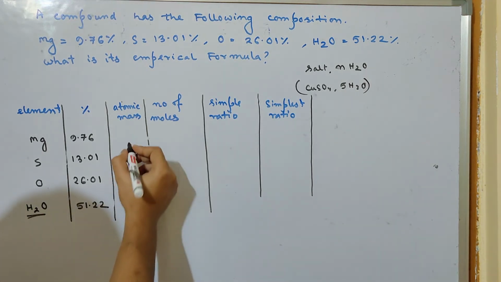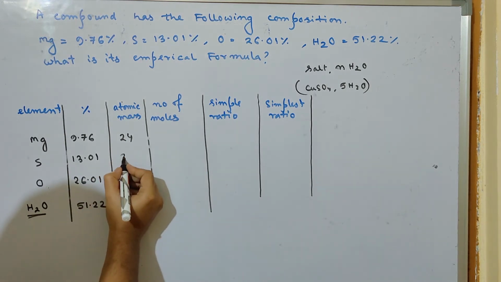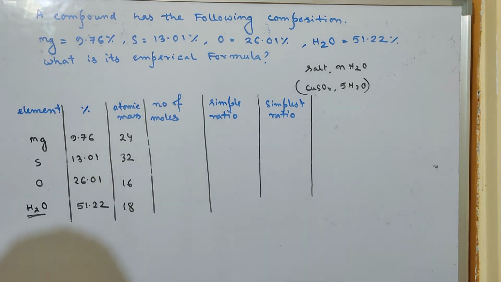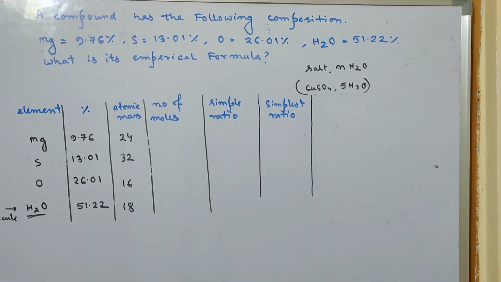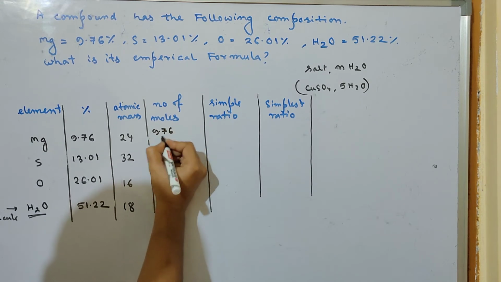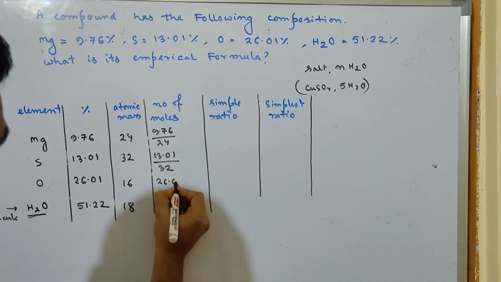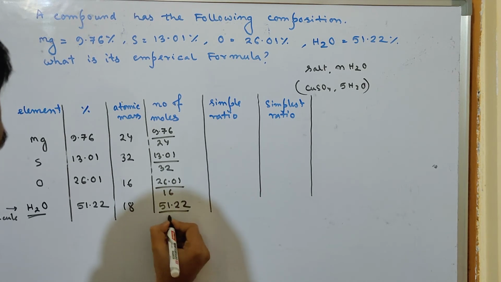Atomic mass for magnesium is obviously 24. Sulfur, it is very well known, 32. Oxygen 16, and for water it is not an atomic mass. In this case, it is a molecule, so obviously molecular mass. While calculating the number of moles, that concept will be applied. So it is 9.76 divided by 24, 13.01 divided by 32, 26.01 divided by 16, 51.22 divided by 18.